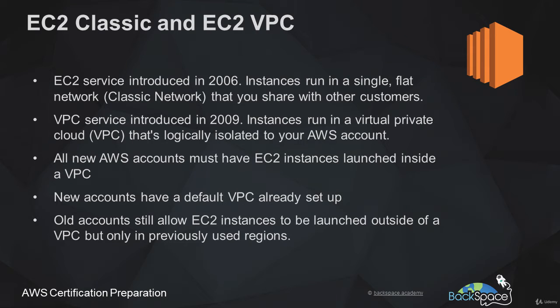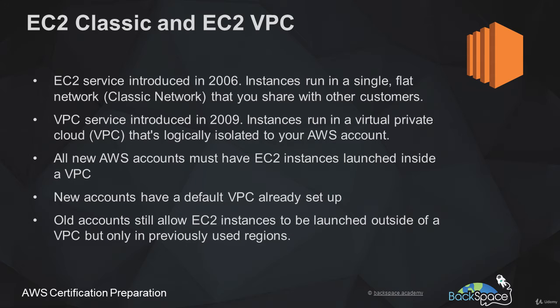So the EC2 service was introduced in 2006, and in 2006 instances ran on a single flat network, which we now call the Classic Network, and that was shared with other AWS customers, so it didn't have your own virtual private cloud as such. The VPC service was introduced in 2009, and instances do run in a virtual private cloud, which is an environment that is logically isolated to your AWS account and is isolated from other AWS accounts. So all new AWS accounts must have EC2 instances launched inside a VPC, and new accounts already have a default VPC set up.